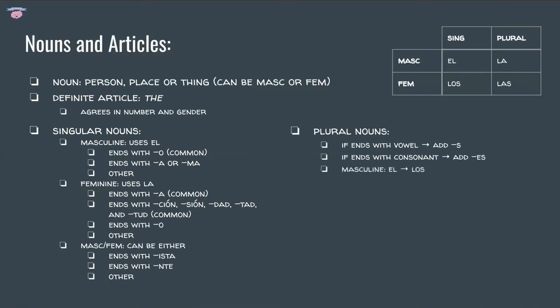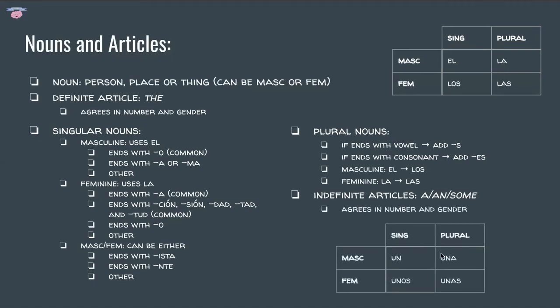For masculine, like I mentioned, el becomes los. For feminine, la becomes las. Now, indefinite articles are another type of article, and these are a, an, and some. And these are referred to as general. So you say a book, not the book. And again, these agree in number and gender.